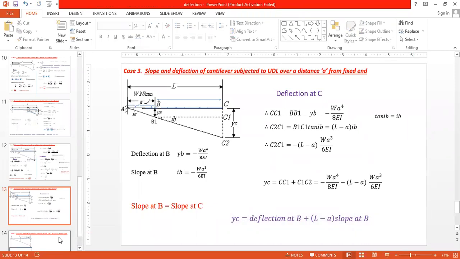Sir, can you explain the equation tan iB is equal to iB? Why are we taking this one? See here, if you consider this CC2, it is here. Maximum deflection is not allowed. If we get a very high value of deflection, then that is considered as a failure of the component.